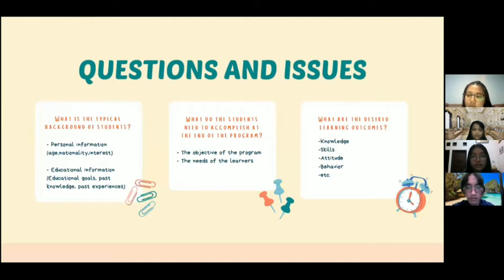So the questions and issues that are usually asked in this stage are, the first one, what is the typical background of students, such as personal information like age, nationality, interests, and there's also educational information like educational goals, past knowledge, and past experiences. The second one is what do the students need to accomplish at the end of the program, such as the objective of the program and the needs of the learners. The third one is what are the desired learning outcomes, such as knowledge, skills, attitude, behavior, and so on. Next.